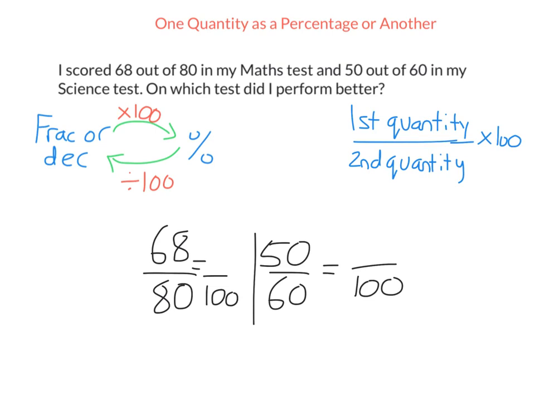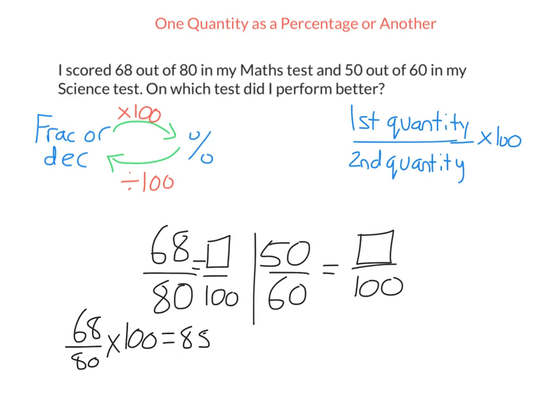So what I need to do is find out which number goes here and which number goes here. So we're going to use the rules here. If you have a fraction or a decimal and you want to go to a percent, you times by 100. So that's where we get this formula from. To convert 68 out of 80 into a percent, I just took my first quantity, the marks I scored, over second quantity, the total number of marks, and times by 100. So to find out what number goes here, I go 68 over 80 times 100. The answer I get is 85, which is 85%.